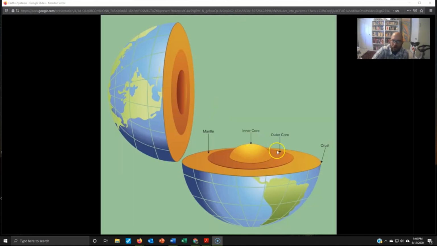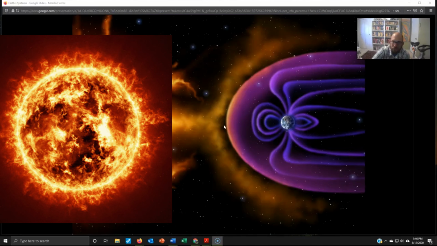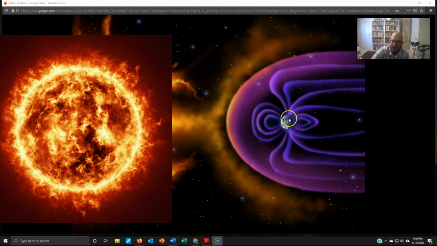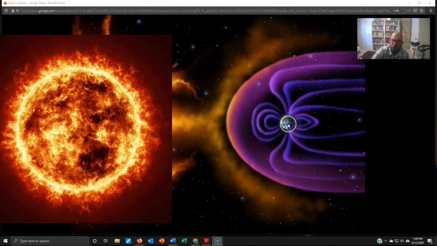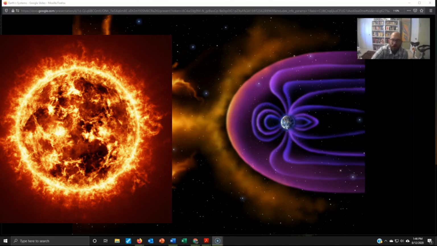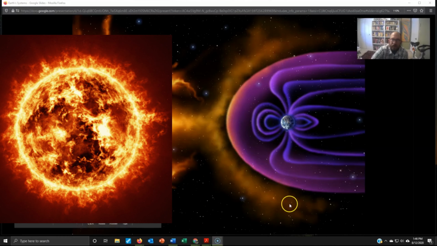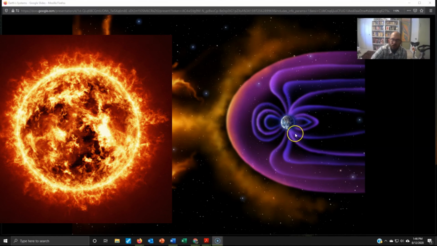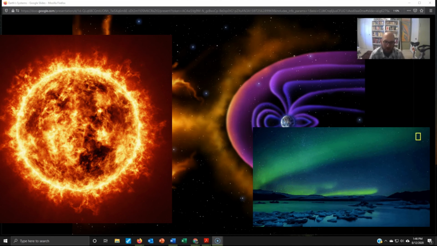So here you go. You have the inner core, outer core, mantle, and crust. These are the layers of the Earth. It's kind of like a peach, if you want to use that analogy. But what it does is it creates this magnetic field. And this magnetic field protects us like a force field from outer space. We have lots of solar radiation hitting this magnetic field, and it diverts it around the planet. And it actually sort of focuses it towards the poles sometimes. And that's why you have things like the aurora borealis, or the northern lights.